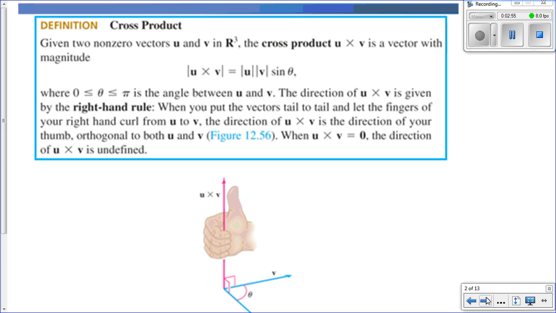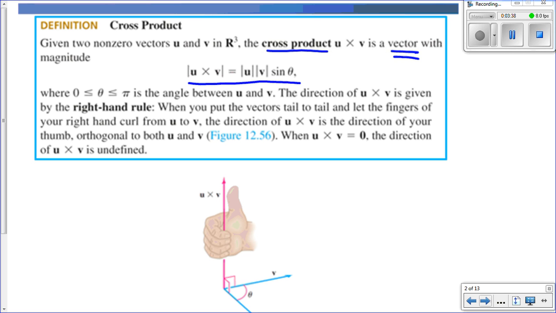So given two non-zero vectors, u and v, the cross product, u cross v, is a vector. So you'll actually generate a vector that's going in a direction that's perpendicular or orthogonal to the plane containing u and v. So the important thing about a cross product is that it gives you a vector, not just a scalar like the dot product. The magnitude of that cross product is given by the magnitude of u times the magnitude of v times sine of theta. Now theta is an angle, again, between 0 and pi. It's the angle between the vectors u and v.